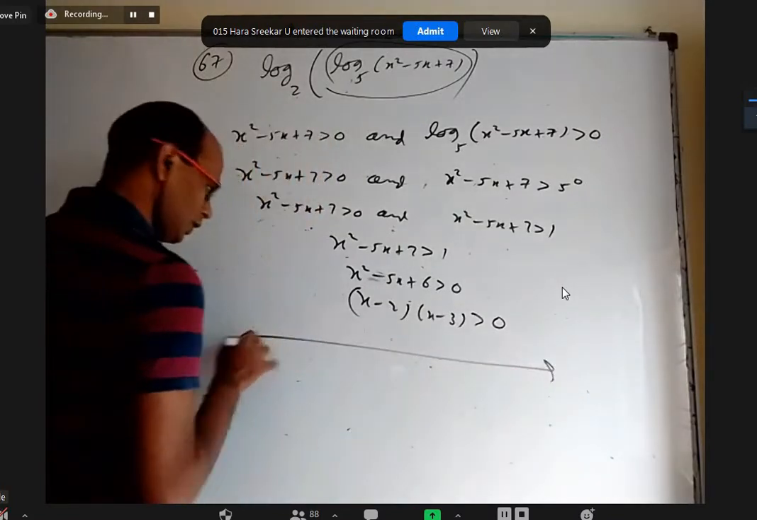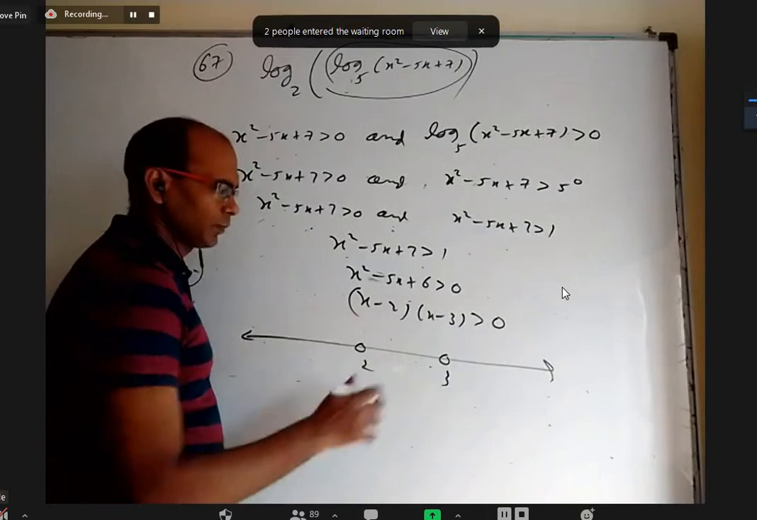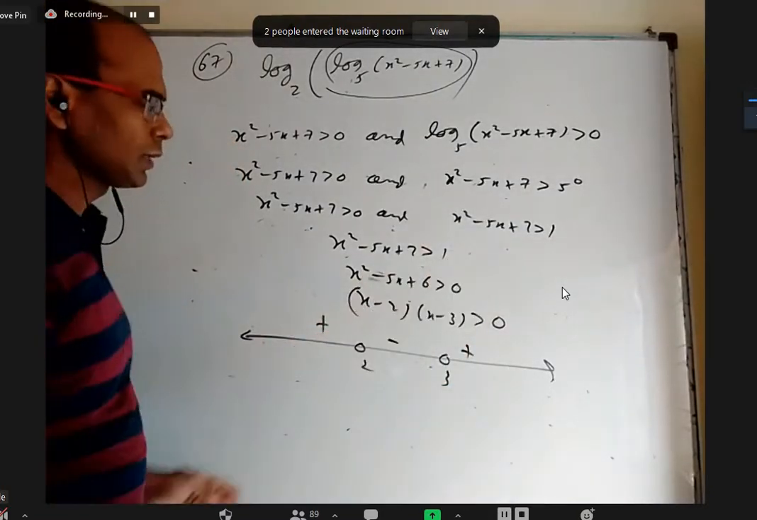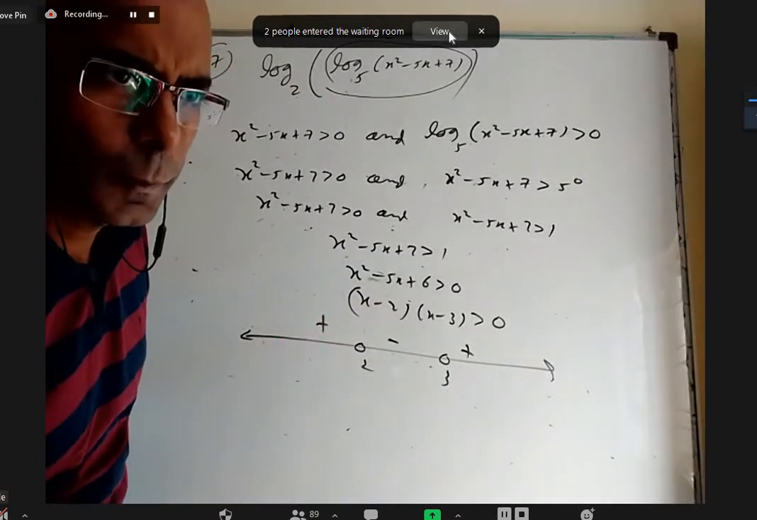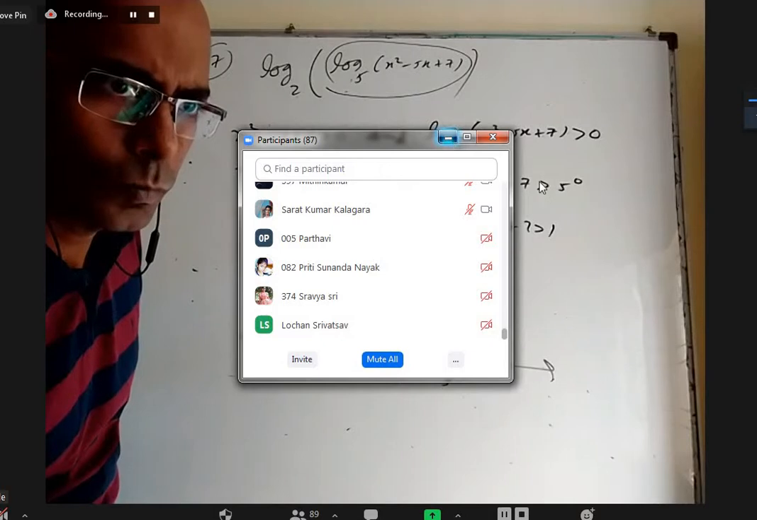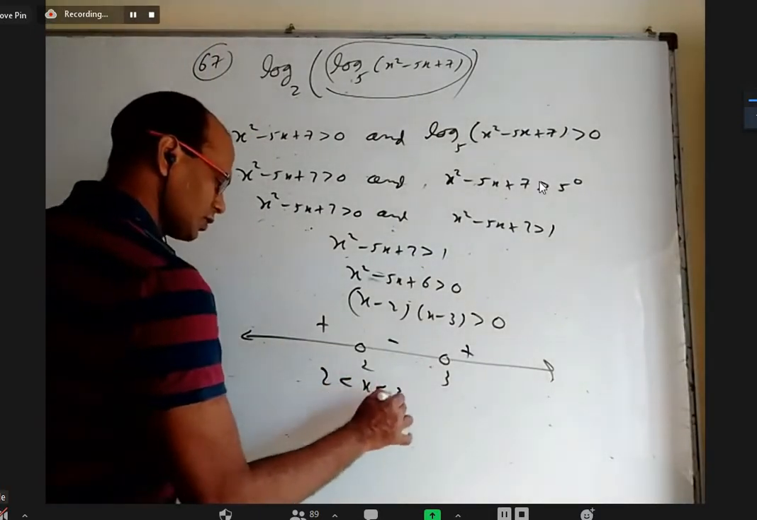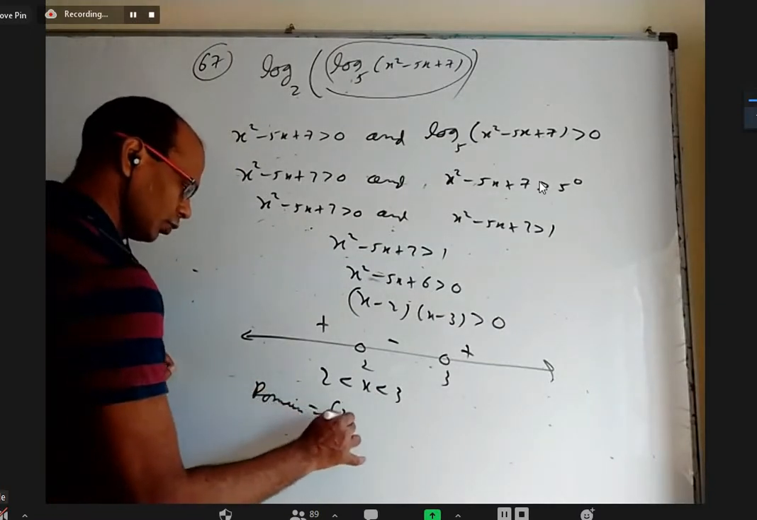Take the number line with 2 and 3. As usual, positive here, negative here, positive here. Whenever you want greater than 0, it is outside the roots. Whenever you want less than 0, it is between the roots, for the quadratic inequality. So 2 less than x less than 3. So domain is equal to the open interval 2 to 3.